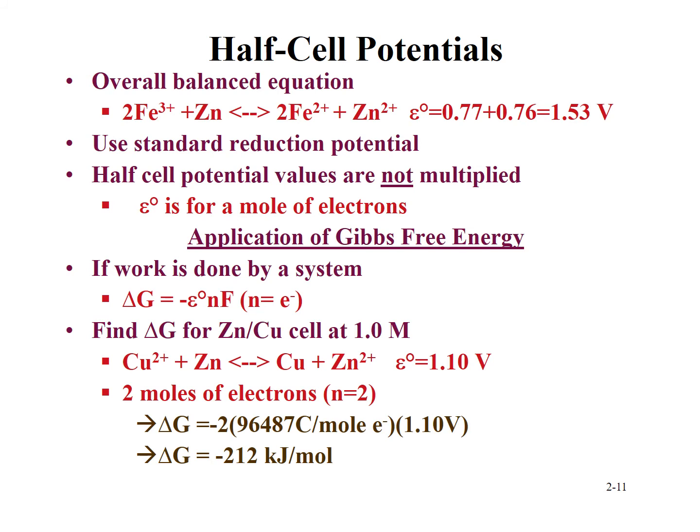And again, if we find the Gibbs free energy, we can actually find the equilibrium constant from the equation that we discussed earlier. So as an example, copper plus zinc going to copper metal plus zinc ions, that potential is 1.1 volts. It's 2 electrons. So we can use this to evaluate the Gibbs free energy of the system. Knowing the Gibbs free energy, we can evaluate enthalpy, entropy, and complexation constants.